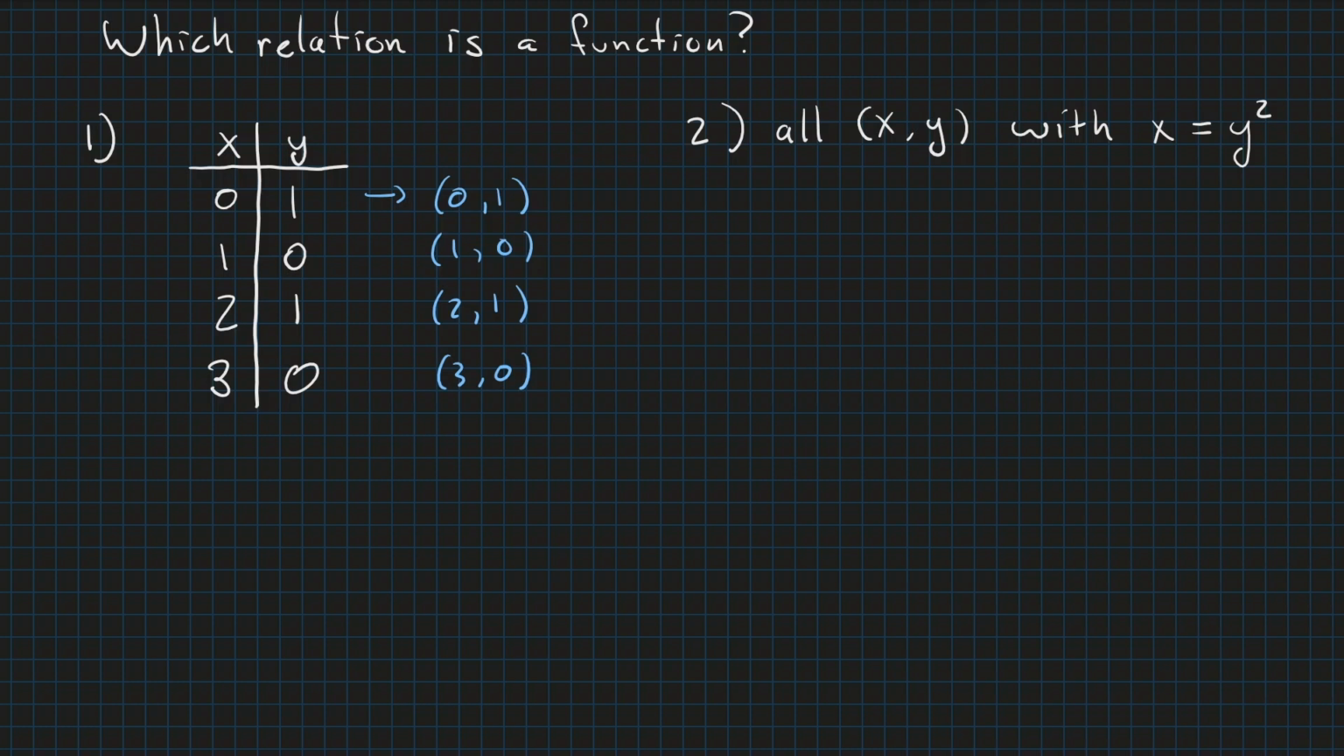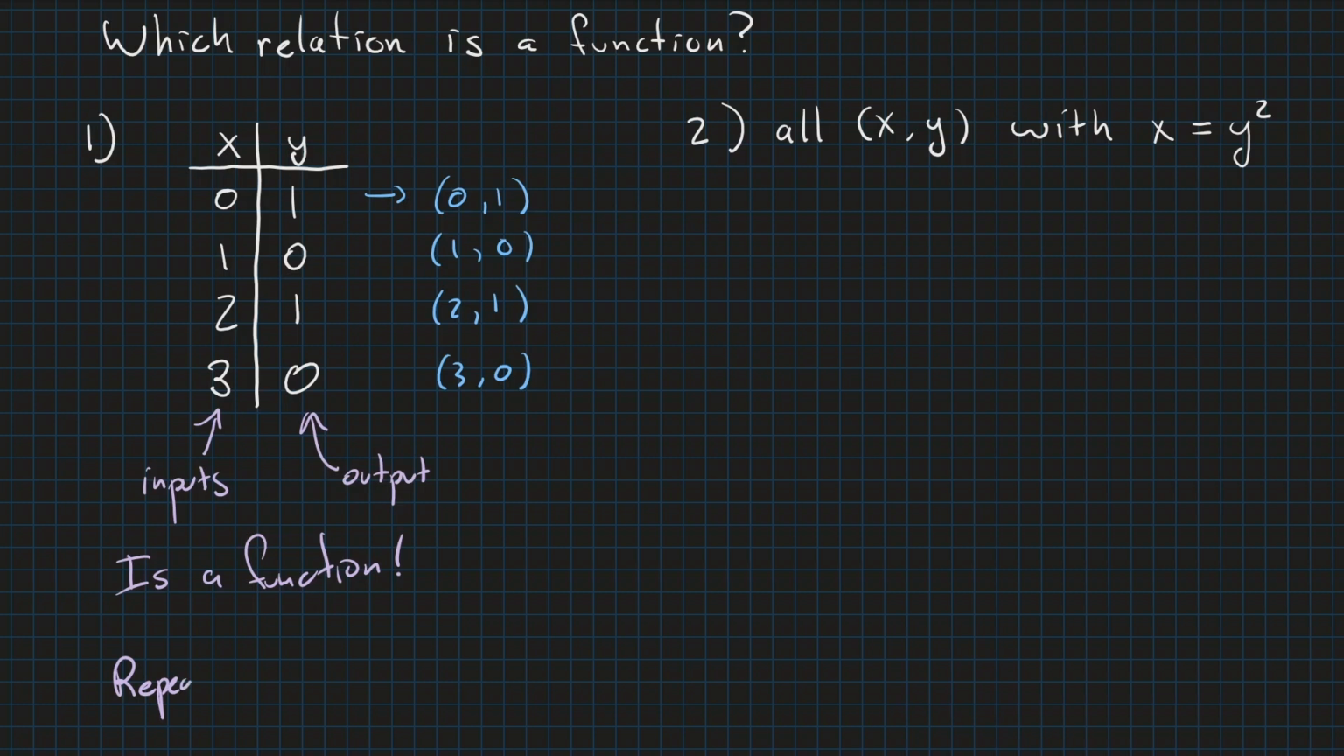So taking a look at this one here, for each input, so these are your inputs, you have an output. And so looking at this, each input gets assigned to one output. So this one is a function, because each input gets assigned to one output. Now, outputs are repeated. That is completely okay. So repeat outputs is okay. But repeated inputs is not. You can't have one input going to several different outputs.